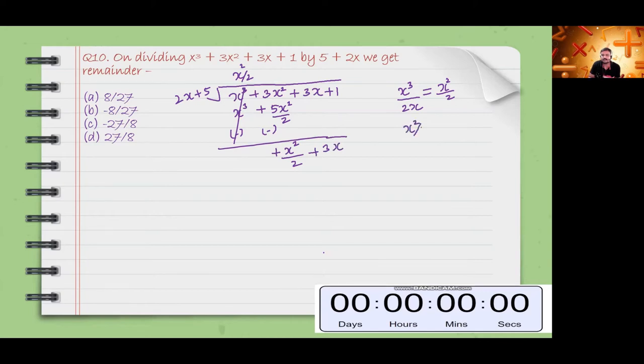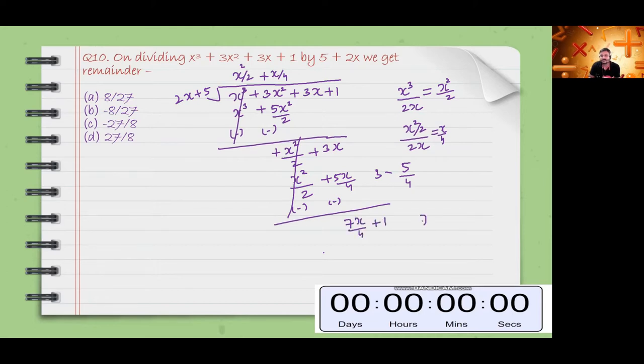Now I have to divide x square upon 2 by 2x. So x and x will get cancelled. What will I get? x upon 4. So plus x upon 4 will come here. After multiplying this, x square upon 2 and 5x upon 4 will come. Here minus sign, this will get cancelled. So 3 minus 5 by 4. So 12 minus 5 is what? 7 by 4. So this will come 7x by 4 plus 1.